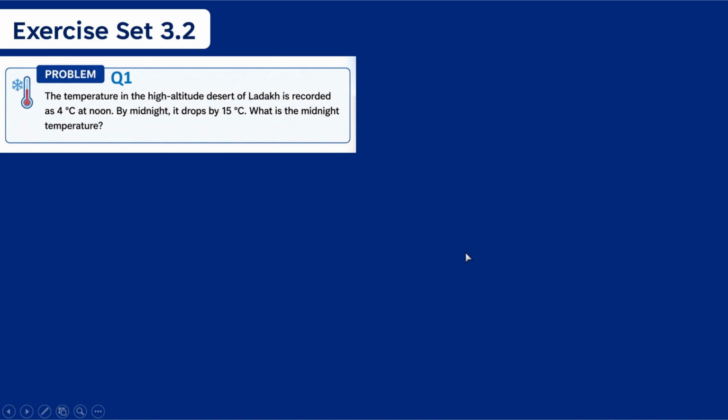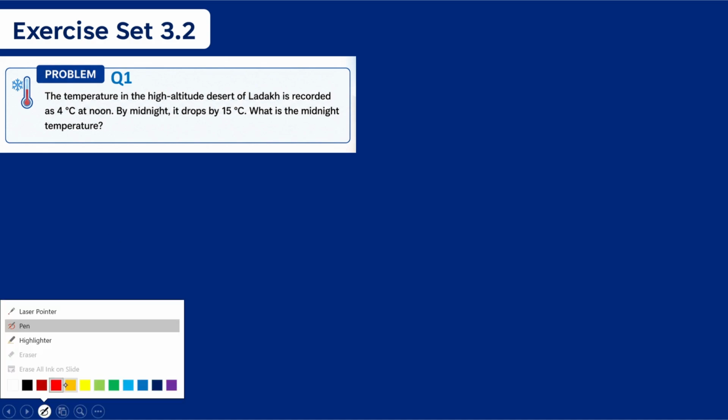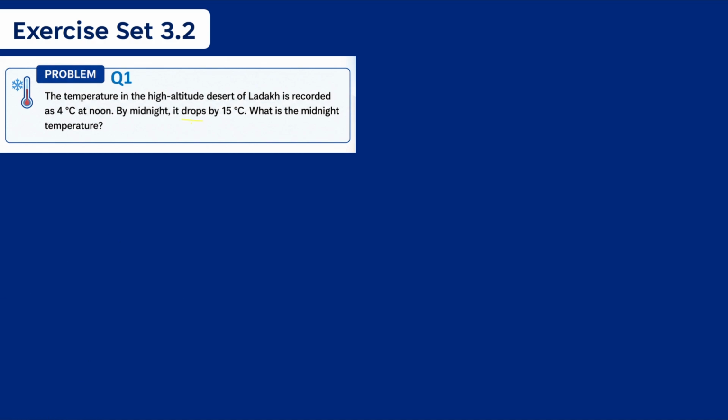Now let's start discussing the questions from exercise 3.2. The first question says the temperature in the high altitude desert of Ladakh is recorded as 4 degrees Celsius at noon. By midnight, it drops by 15 degrees Celsius. What is the midnight temperature? Here you can see the word drop. The word drop means that it is going down, which means it's a subtraction problem. So 4 degrees Celsius take away 15 degrees Celsius gives you what?